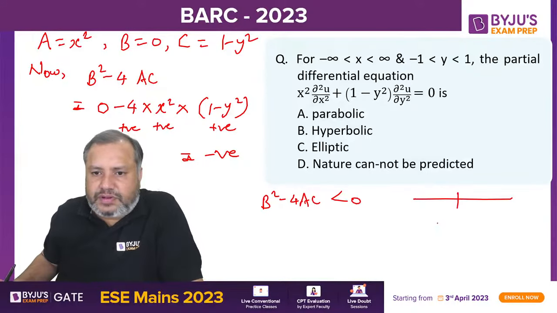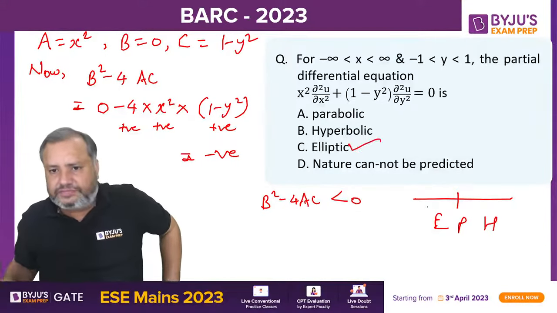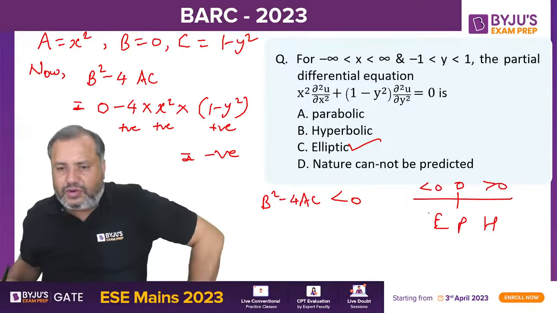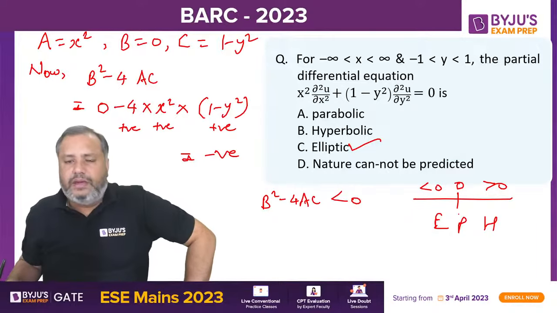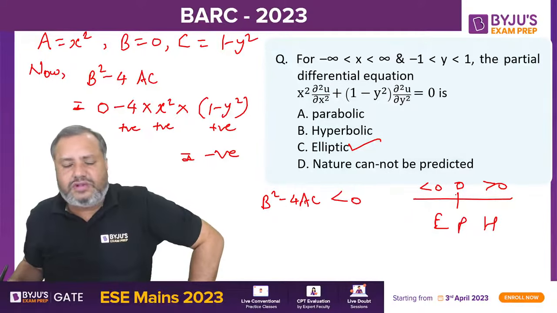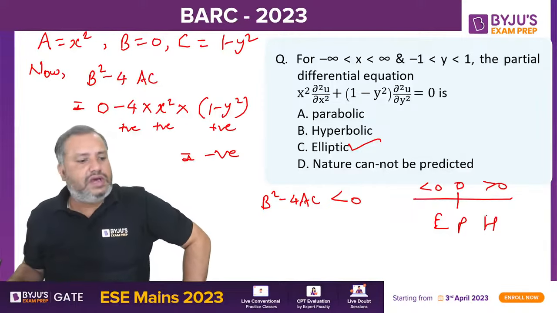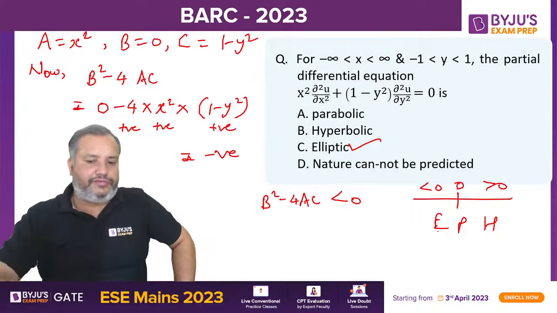We have the concept EPH. If you are having this value negative, then the solution will be elliptic. So b square minus 4ac less than 0 means elliptic solution, b square minus 4ac equal to 0 means parabolic solution, and b square minus 4ac greater than 0 means hyperbolic solution. EPH, just remember this flow.